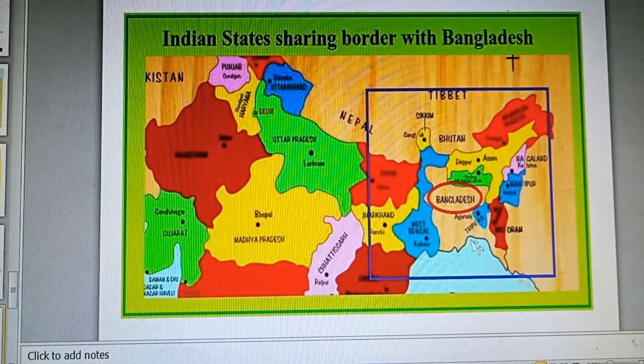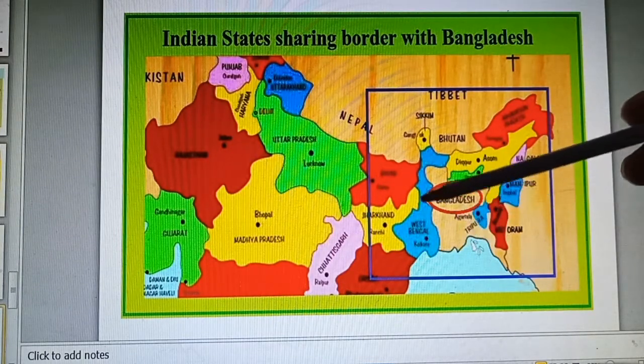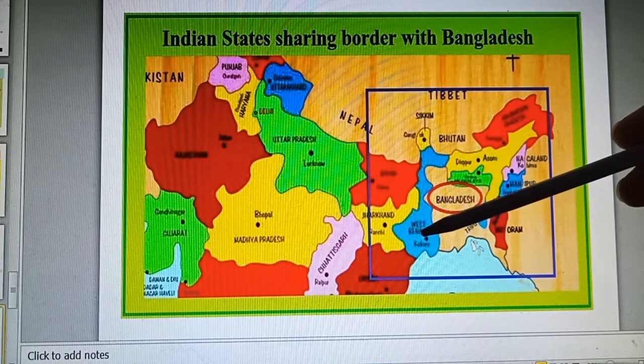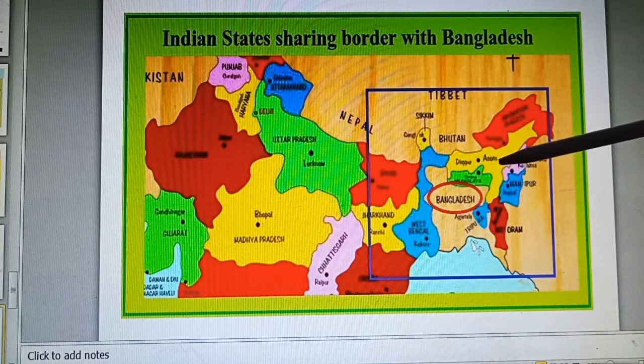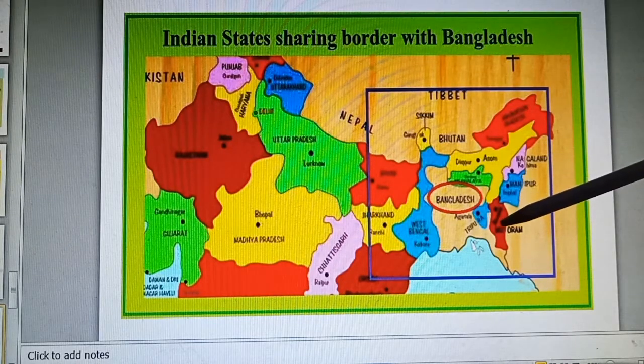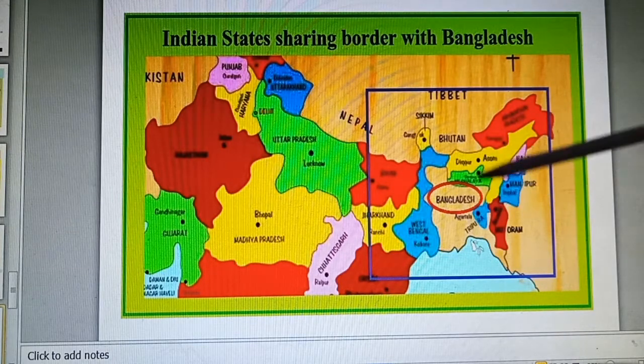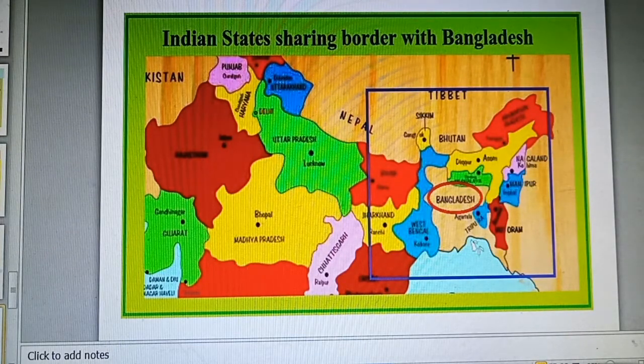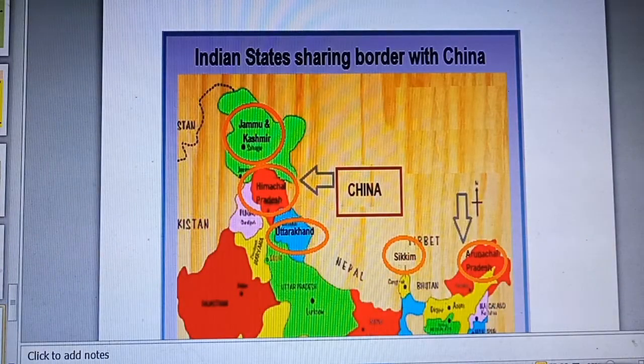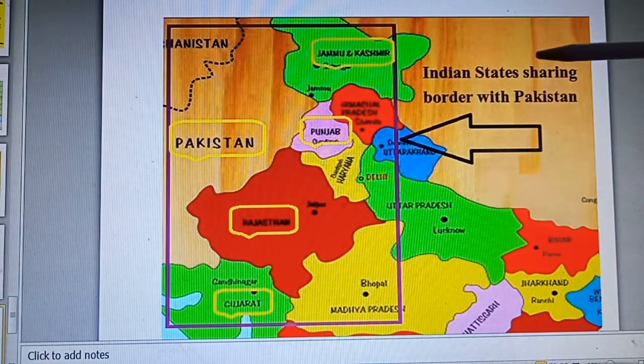You can see here Indian states sharing border with Bangladesh. ये बांग्लादेश है, बांग्लादेश से शेयर करते हुए पूरे borders. This is West Bengal. Then this is Assam, Meghalaya. This is Mizoram. This is Tripura. So these are the states which share borders with Bangladesh. The Indian states sharing border with China. Then here Indian states sharing border with Pakistan.